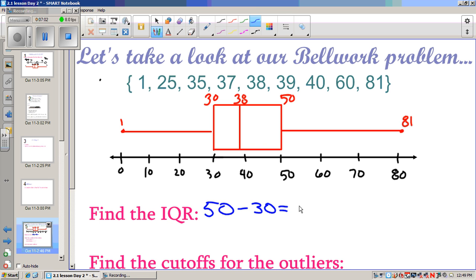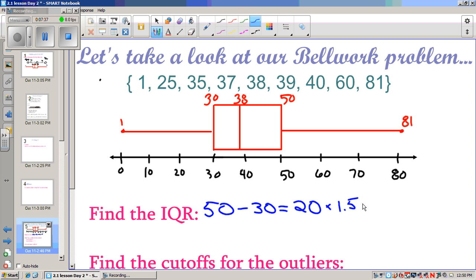Much like the range of our data set is our max minus our min, our IQR is simply our third quartile minus our first quartile. So we get 50 minus 30, which is 20. That's our IQR. As I said, statistically, too far from the box is essentially 1.5 times the IQR. So once we find our IQR, we're going to multiply it by that 1.5. That is a standard constant. We will use 1.5 every time we try to find outliers. So that isn't something I've pulled from this problem specifically. That is a number that you will always use when finding outliers.